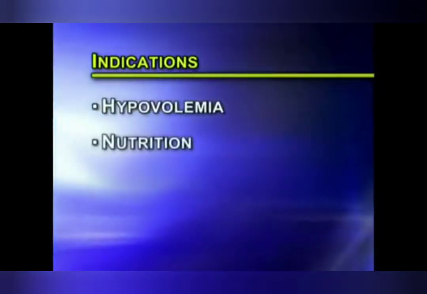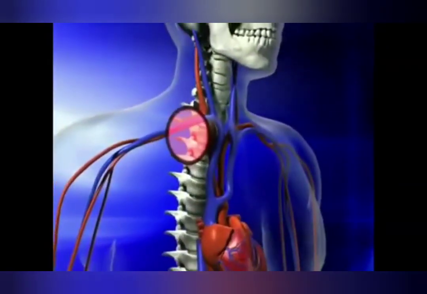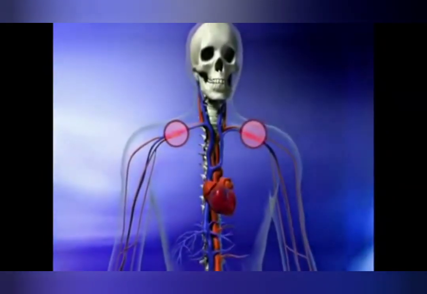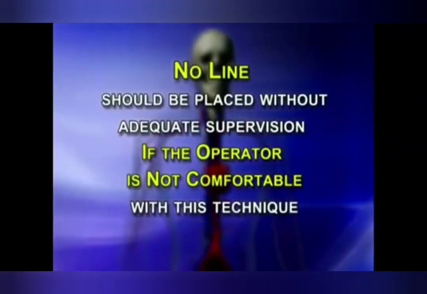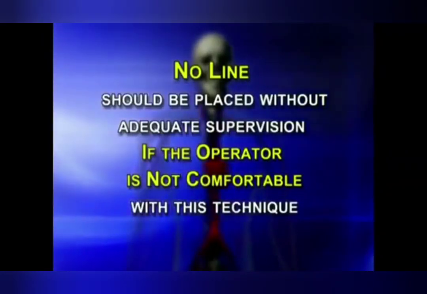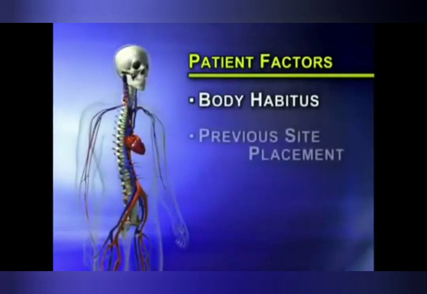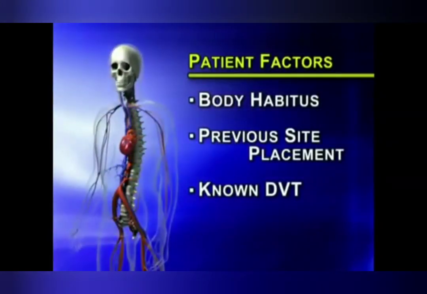Indications include hypovolemia, nutrition, monitoring, and venous access. Determining the insertion site must take into account several important aspects of the operator and the patient. No line should be placed without adequate supervision if the operator is not comfortable with the technique. Patient factors such as body habitus, previous site placement, or known DVT may also influence the insertion site.